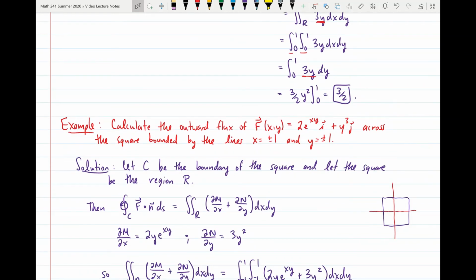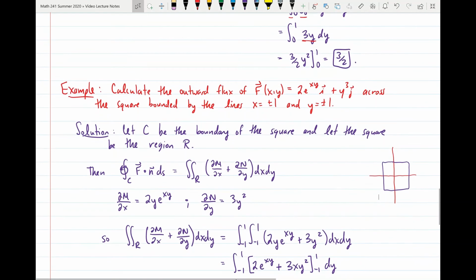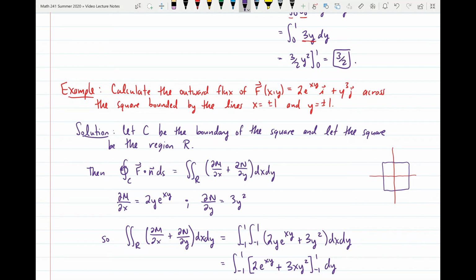Okay, now we can move on to the last example of using Green's theorem here. It'll just be another application, but the application is a little bit different. So in this case, we want to calculate the outward flux of a vector field f of x, y, which is equal to 2 times e to the xy i plus y cubed j across a square that is bounded by the lines x equals plus or minus 1 and y equals plus or minus 1.